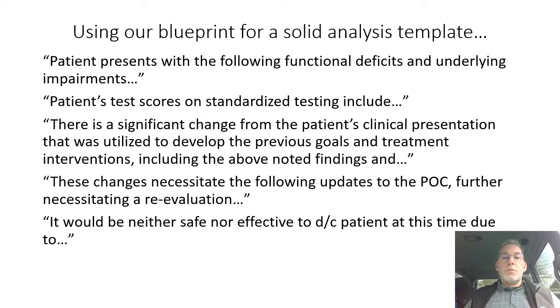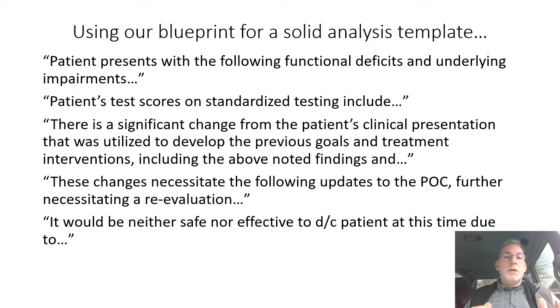Patient presents with the following functional deficits and underlying impairments. You might remember from my course, we talk about those things as being the main measurements that you focus on. Functional deficits, of course, we understand the functional areas that any third-party payer is going to be worried about. And underlying impairments are those root causes of the functional deficit that you better know how to measure. Then you might continue by saying something like this. Patient's test scores on standardized testing include. Then you give them some detail about those test scores.